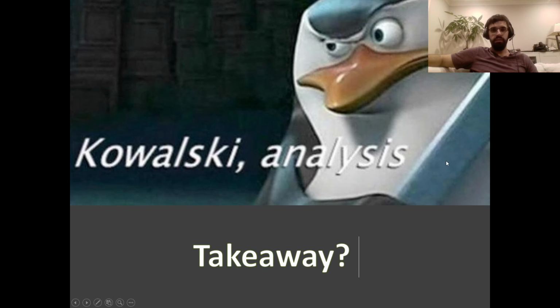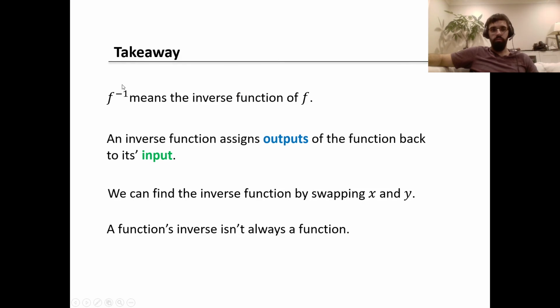So our takeaways for this lesson: we now know how to read this symbol right here. This means inverse of f. We understand inverse as taking outputs and inputs and switching the order. So our outputs are now our inputs, and our inputs are now our outputs of our original function. Or in other words, it undoes the operation that f would do. We now know that we can find the inverse of a function just by swapping the x and the y out. And that works for pretty much any equation we can write. And we also learned that a function's inverse isn't always a function.